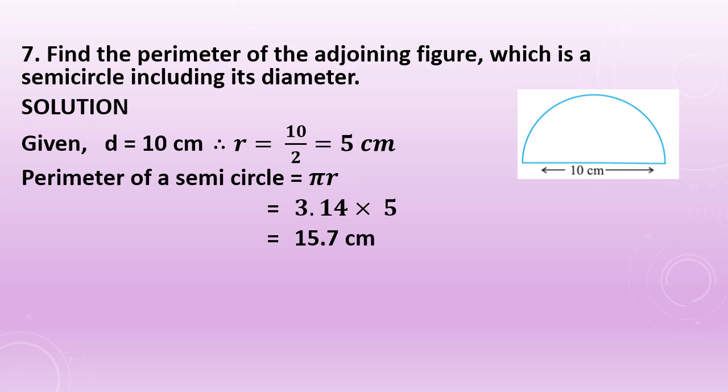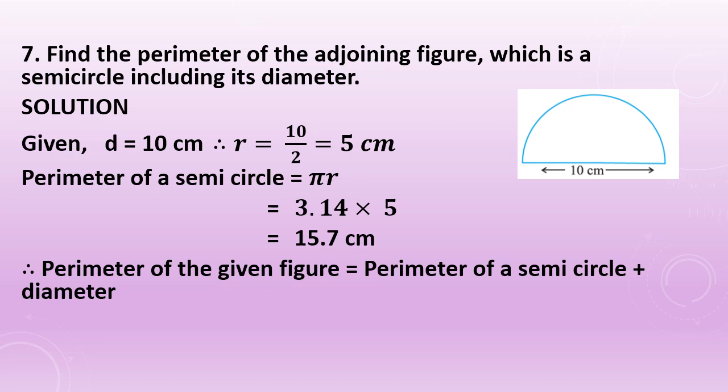The given figure includes a semicircle with its diameter. We have to find the perimeter of this figure. So the perimeter of the given figure equals the perimeter of the semicircle plus the diameter, which gives 15.7 centimeter plus 10 centimeter, that gives 25.7 centimeter. That means the perimeter of the adjoining figure is 25.7 centimeter.